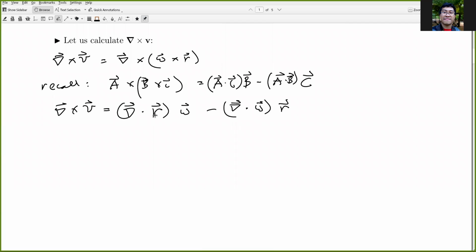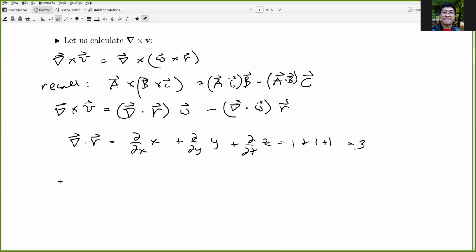Okay, so let's solve each one of these two terms individually. Del dot r is partial with respect to x of x, plus partial with respect to y of y, plus partial with respect to z of z, since r is x, y, z. The partial of x with respect to x is 1. This is also 1. This one is 1. 1 plus 1 plus 1 is equal to 3. So that would be 3 omega.